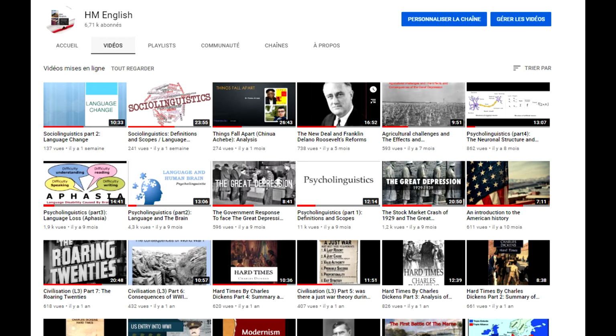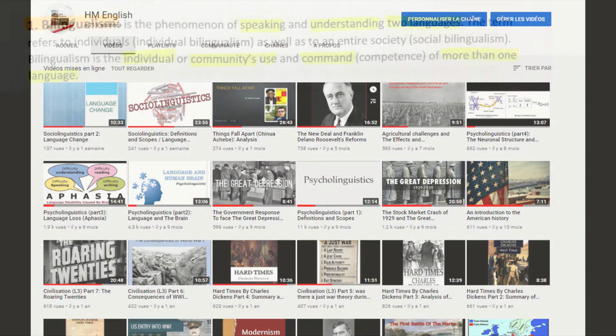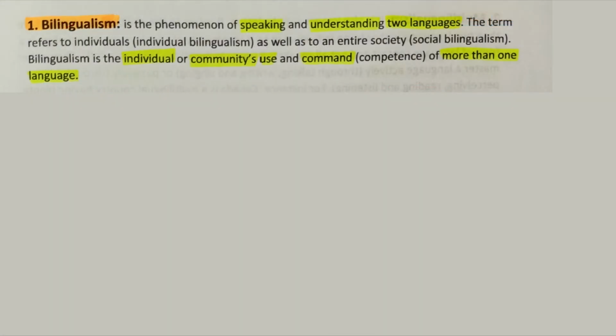With that being said, we shall start with bilingualism. So, what do we mean by bilingualism? Bilingualism is the phenomenon of speaking and understanding two languages. Okay? And this term refers to individuals. This is what we call individual bilingualism. And it can also refer to a society. This is what we call social bilingualism.